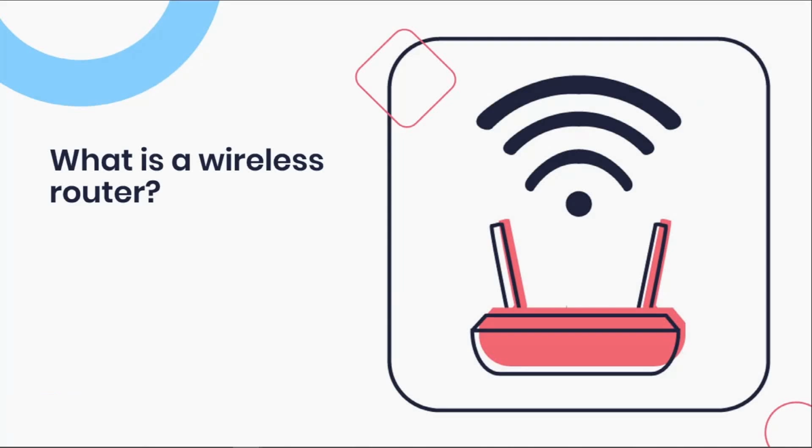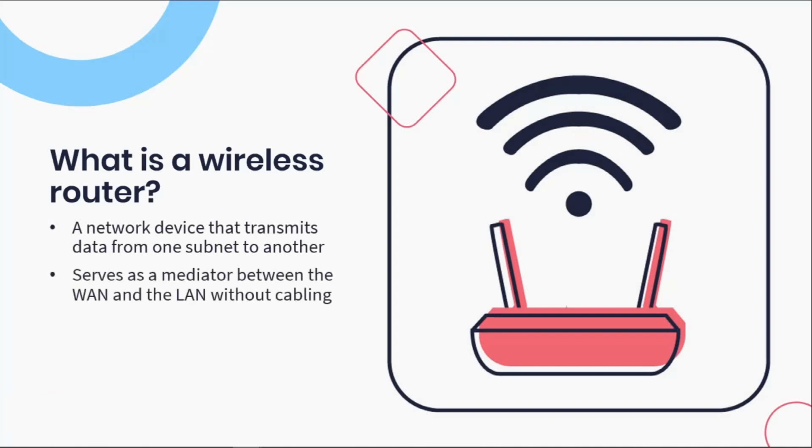A wireless network depends on other wireless network devices such as a wireless router or a wireless access point. So what is a wireless router? A router is a network device that transmits data from one subnet to another. A wireless router serves as a mediator between the WAN, wide area network, and the LAN, local area network. It transmits data from the LAN to the WAN wirelessly without the use of cabling. Wireless routers come in different forms such as a modem, wireless broadband, and a router with wireless abilities.